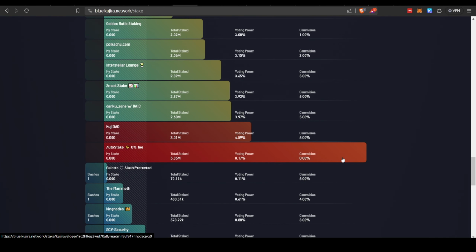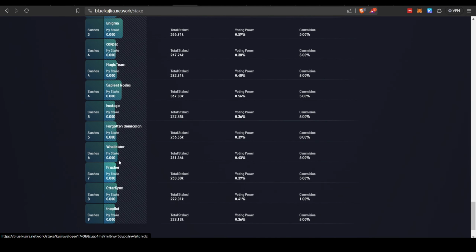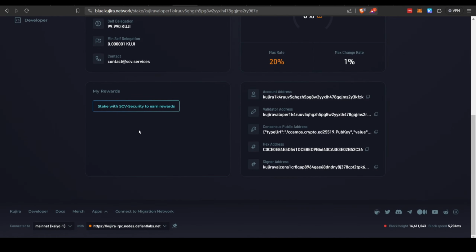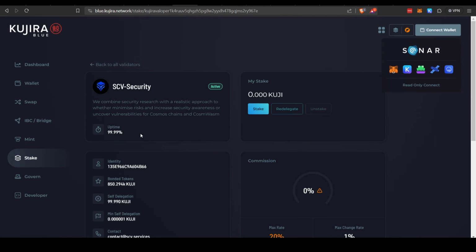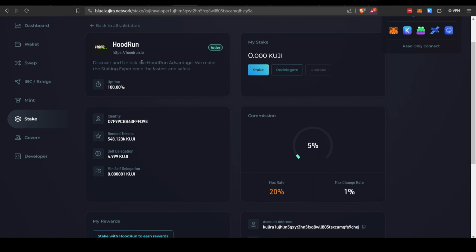So you obviously don't want to go with these ones here. It looks like these ones are maxed out. So you'd want to stick with some of these guys right here. This one's offering zero commission. So you want to go in there. They have links to the various validators, so you can read a little bit more about them. So let's go back here and check out a couple more. Let's click on that one. So there it is, hoodrun.io. This one's active. It's got 100% uptime.